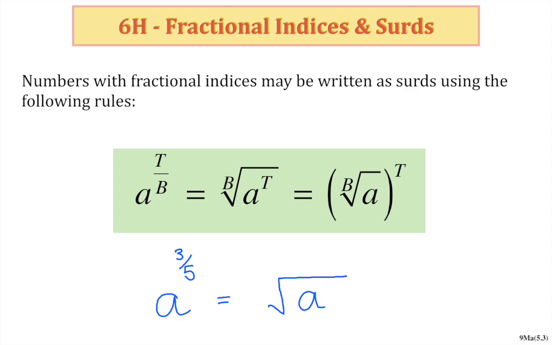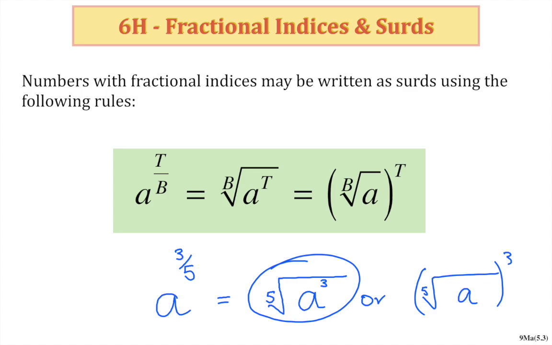If your bottom is sitting on the seat, that means the number on the bottom of the fraction must go on the seat of the surd sign. So for this question, there's a 5 on the bottom of the fraction, so we put a 5 there. There's a 3 on the top of the fraction, and we put a 3 there, and that's our answer. You could also write it like this: put your 5 on the seat, put your a there, and put it all in brackets to the power of 3, but this is the one we will typically use.